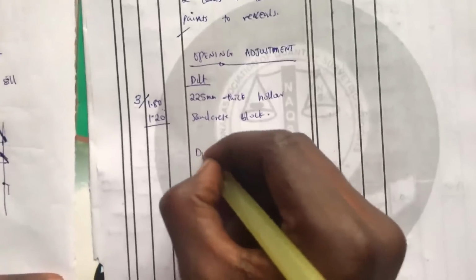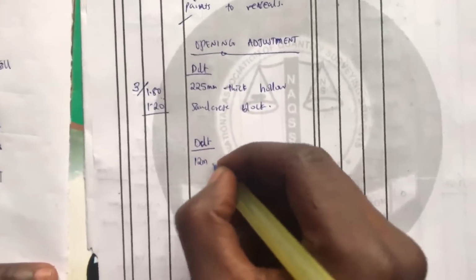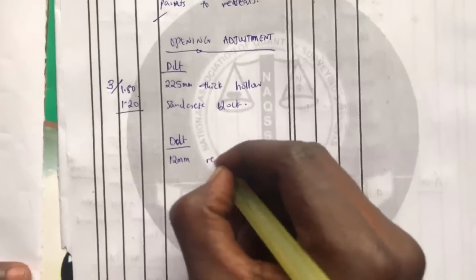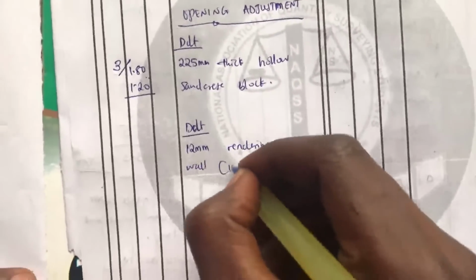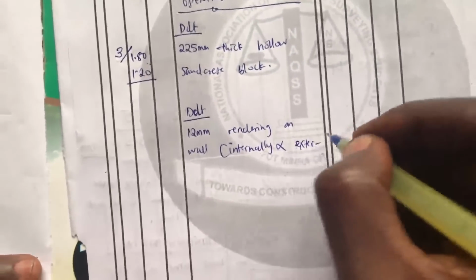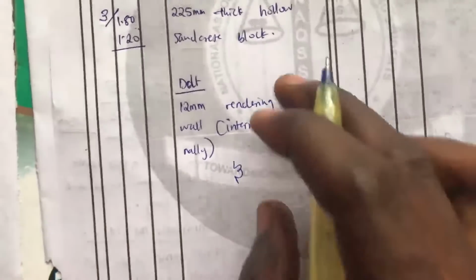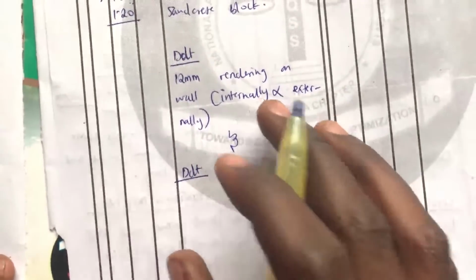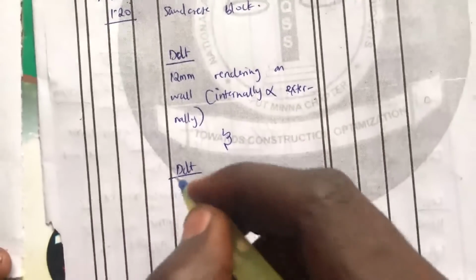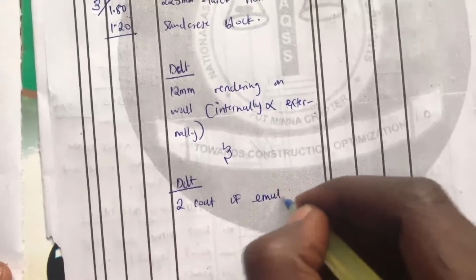Then I will now move down to the next one. Deduct 12 mm rendering on wall internally and externally. Remember I always join the rendering and the plastering together because they are of the same work item, since they are 2 in number, front and back. So I will now say 2 coat of emulsion paint.